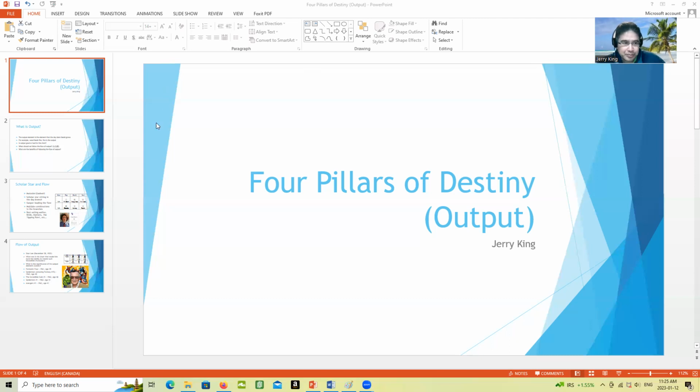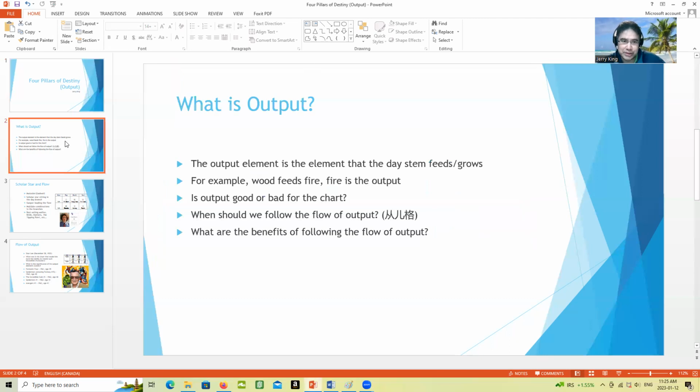Okay, so what constitutes an output? So output element, very self-explanatory for most of you. The output element is the element that the day stem feeds and grows. So for example, wood feeds fire. Fire is the output. You can see my background on my PowerPoint. You got the white colors and the bluish colors. So basically right here, you can see the theme here is metal feeding the water. So if a day master is metal, obviously the water represents its output.